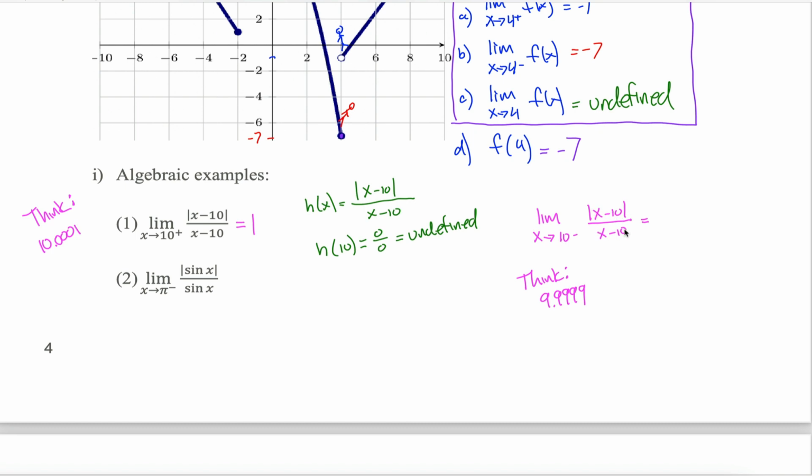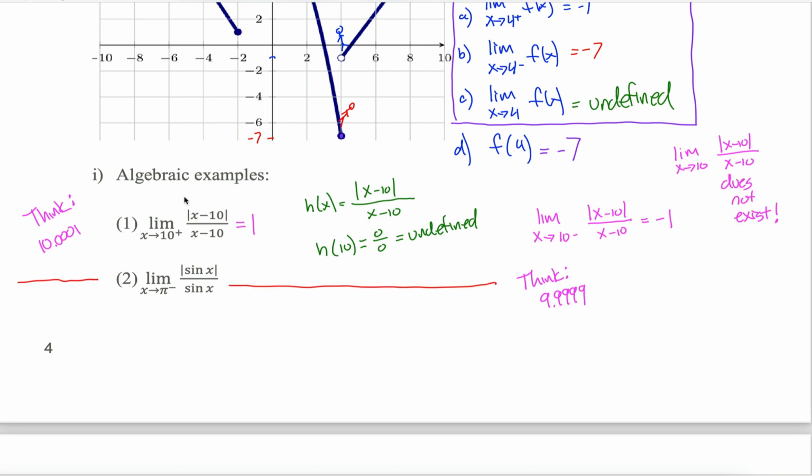So we have a number divided by a number. The magnitude of those two numbers is the exact same, but one of them is negative and one of them is positive. When you have a negative divided by a positive, you get a negative number. This limit is equal to -1. The limit as x approaches 10 from the positive side is +1. The limit as x approaches 10 from the negative side is -1. Therefore, the limit as x approaches 10, the two-sided limit of this expression, absolute value of x minus 10 divided by x minus 10, does not exist.